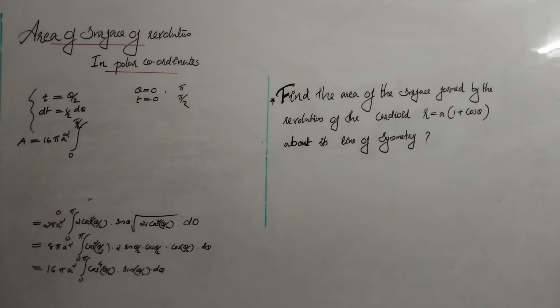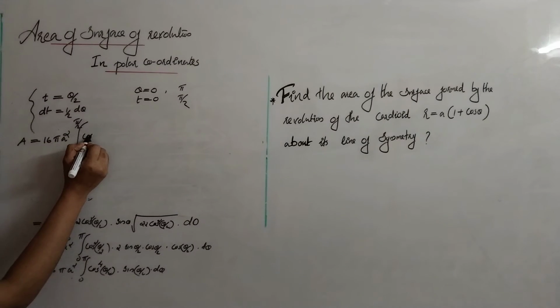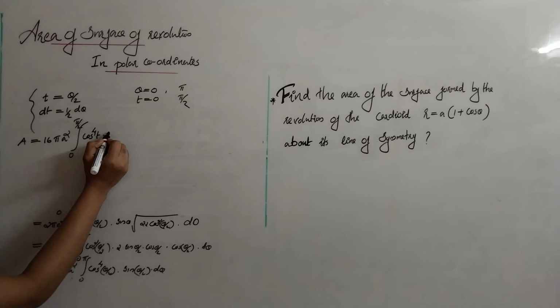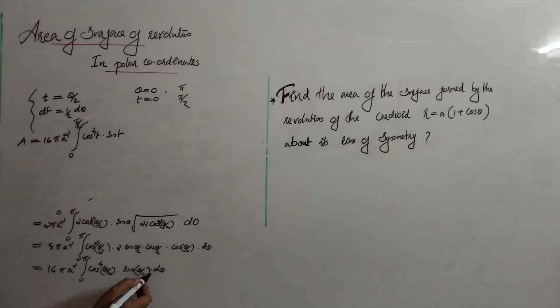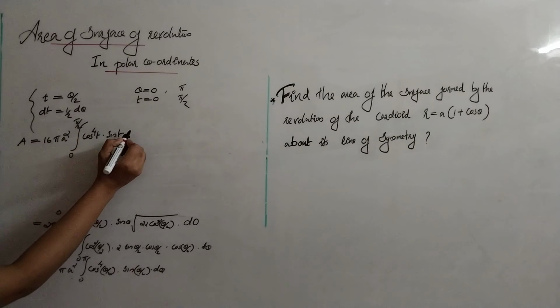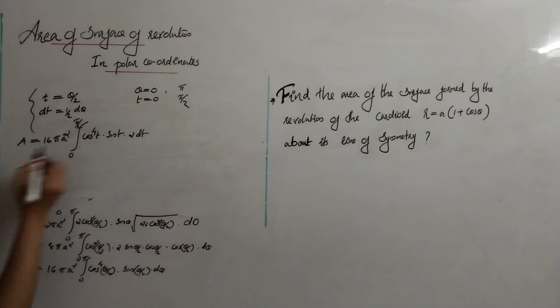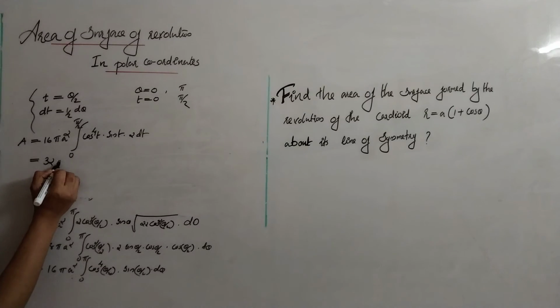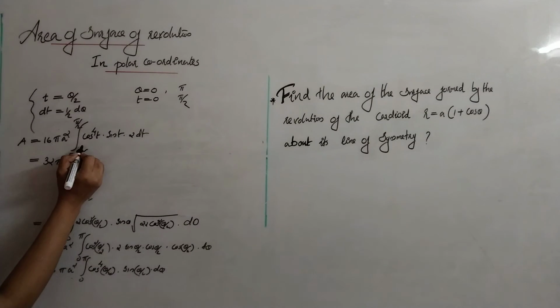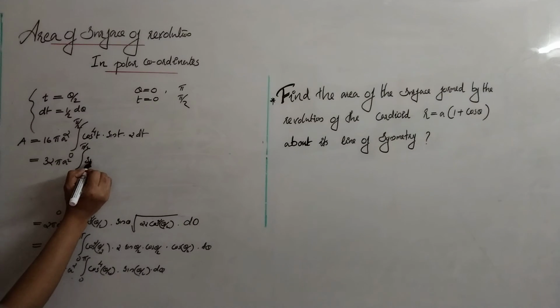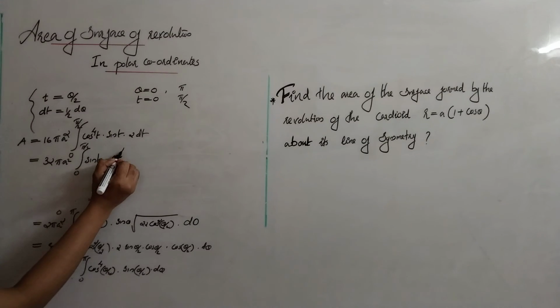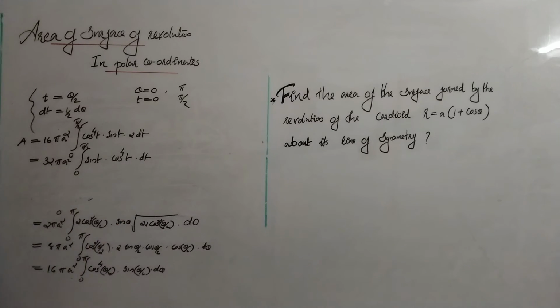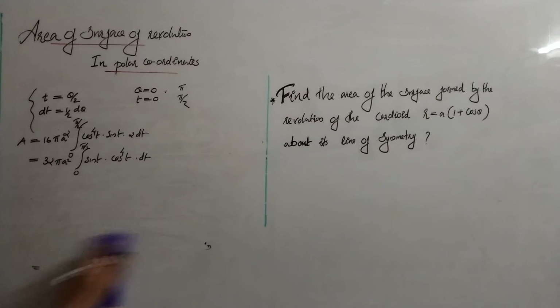cos raised to 4t into sin t into d theta. d theta is 2 into dt. That is 32 pi a square integral 0 to pi by 2 sin t into cos raised to 4t dt. Now, integral 0 to pi by 2 sin t cos raised to 4t into dt.